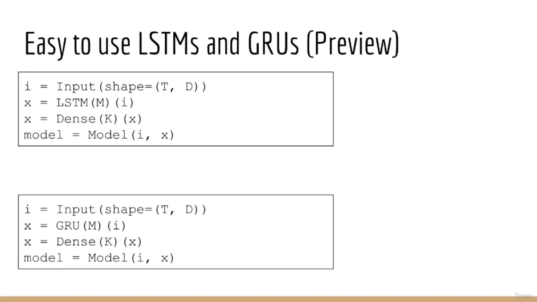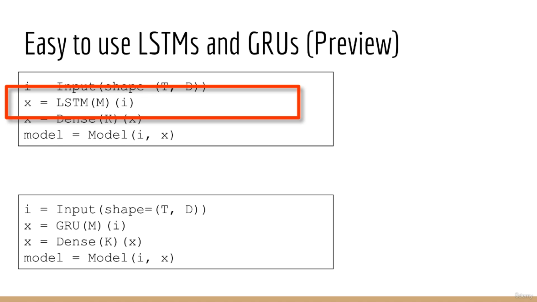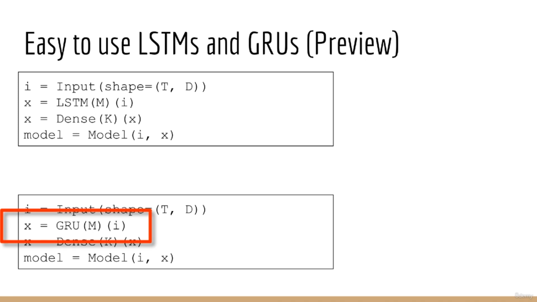Now, just as a little preview, I want to show you how easy it is to use LSTMs and GRUs, even if you don't know anything about how they work. Observe that it's simply a matter of changing the type of object that's being used. So if I want to use an LSTM, then I simply type LSTM instead of SimpleRNN. If I want to use a GRU, then I use GRU instead of LSTM. So in fact, you don't even have to understand how these RNN units work in order to use them. So if that's your preferred approach, then by all means, use that approach.